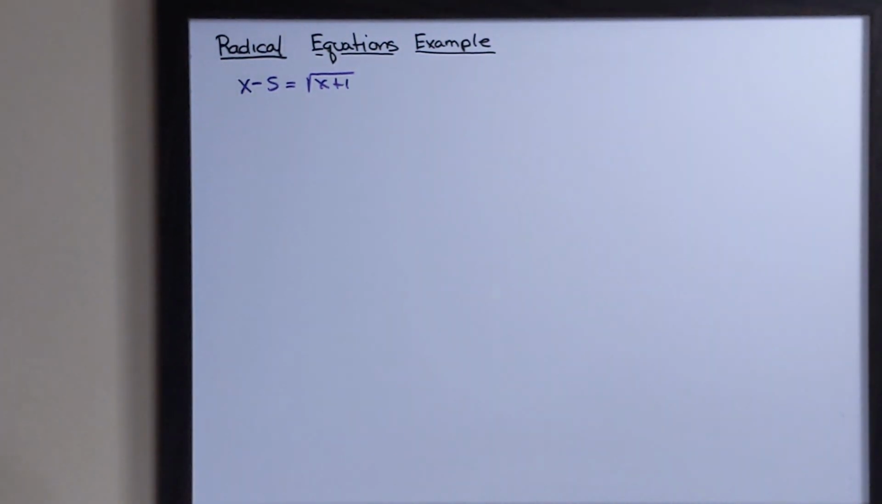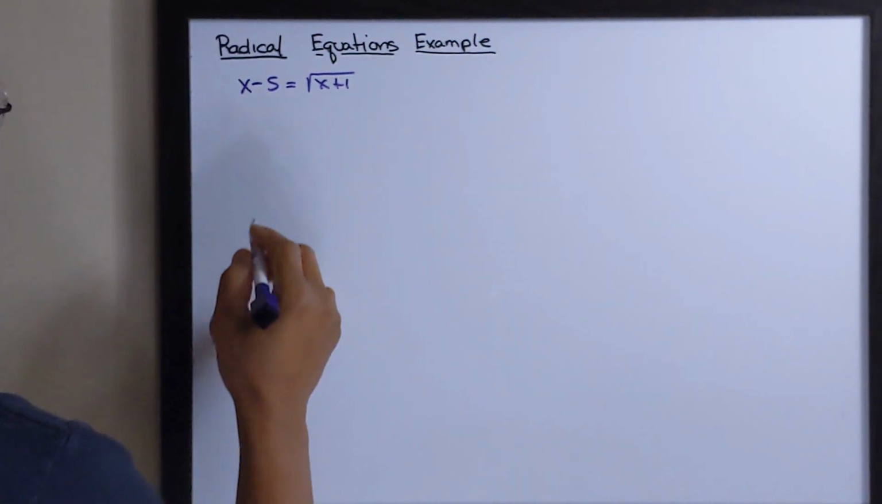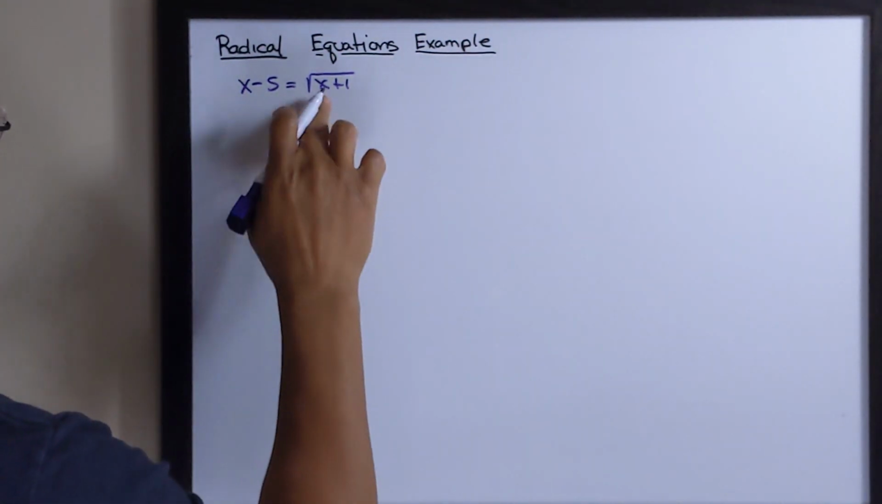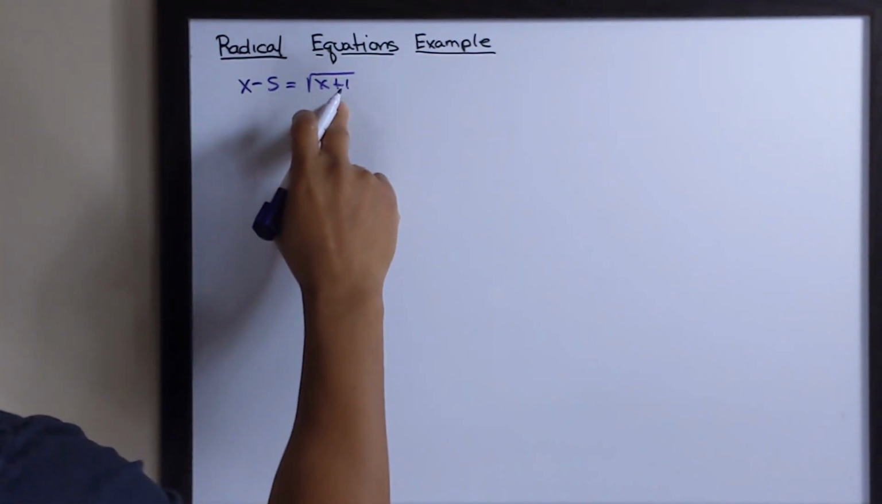Whenever I'm trying to solve a radical equation, the goal is always to get rid of the radical and then solve for the variable in hand, which in this case is x. So let's get started. The first step is to get rid of the radical. Since I've got this radical by itself on this side of the equation, I've got to get rid of it.